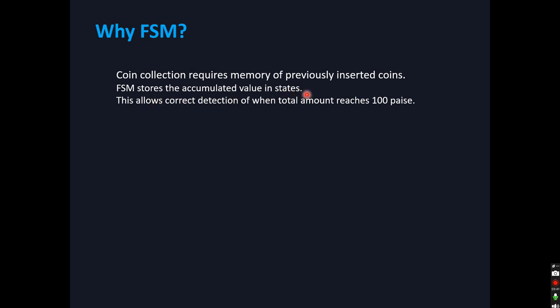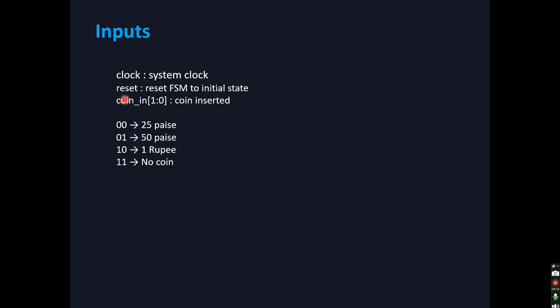FSM stores the accumulated values in the states. So the states are actually storing the values. This allows correct detection whenever the amount reaches 100 paise, or 1 rupee, whatever it may be. Whenever the overall input reaches 100 paise, our FSM is going to throw the output, so the data out should be high. See, these are the inputs we are giving. There are 2 things you have to keep in mind: one is input and another one is state.